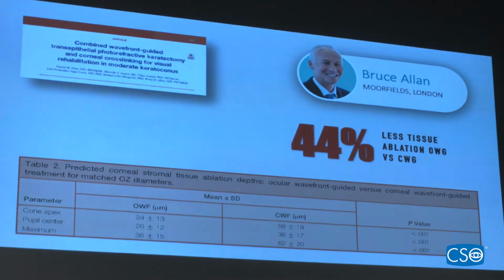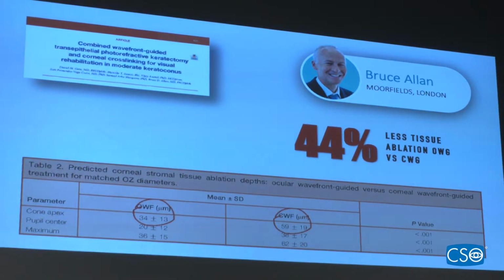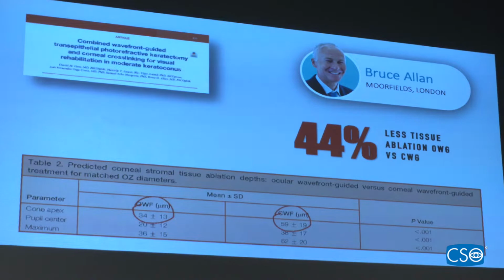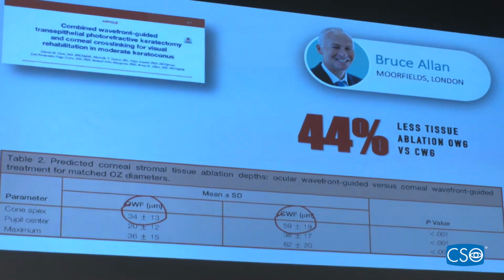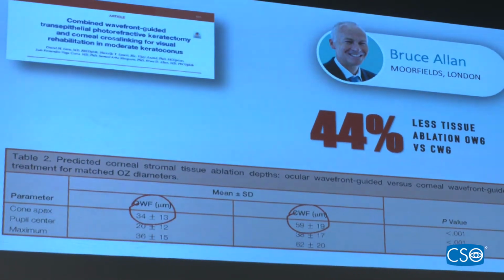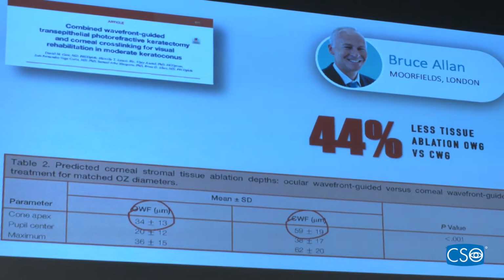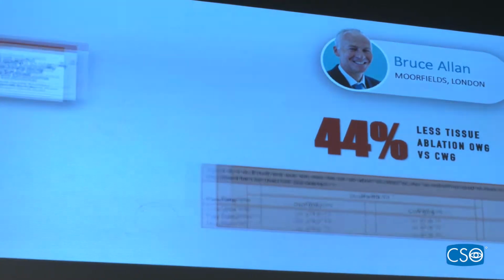Now, Bruce Allen has elegantly shown that, in most but not all keratoconic patients, you can save up to 44% of tissue if you go with ocular wavefront guided. Of course, you need to have enough pupil size to have enough optical zone, and that's not always available. So sometimes you will have to go with topography or corneal wavefront guided, but it's always good to look at both profiles and decide which is the best for this specific patient.